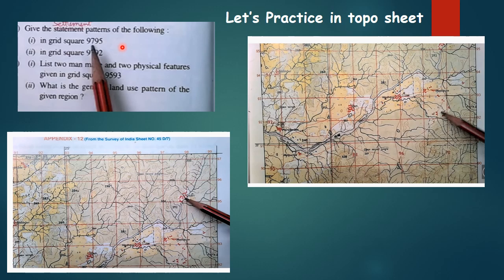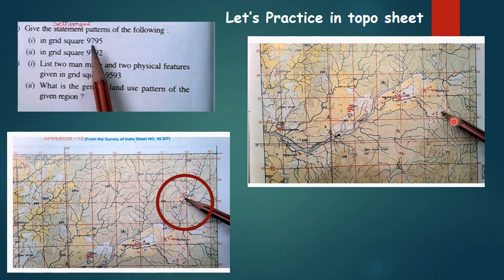So let's find out the settlement pattern in 9795. In this topo sheet, if you find 97 and 95, this is the settlement pattern and they are grouped together. So this is the cluster, or you can say nucleated settlement pattern over here in the grid 9795. Now the another question, the grid square 9792.